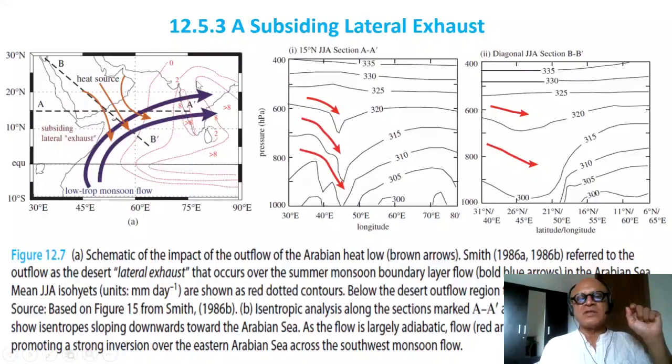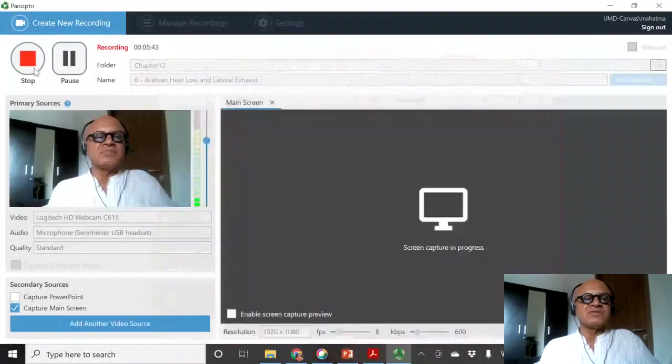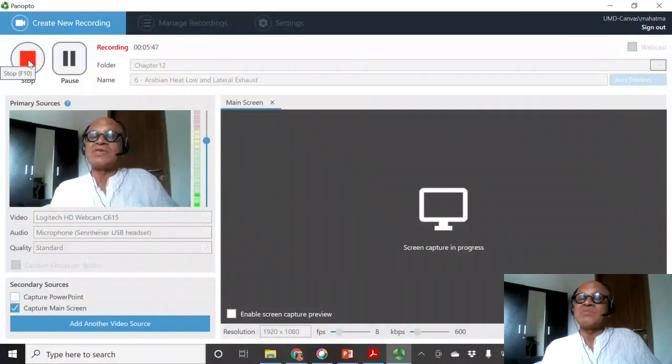And we also looked at the monsoonal heating situation where we talked about how potential vorticity substance is affected by monsoonal heating and the tropical-extratropical interactions. So we will look at those. So this is another interesting aspect of the desert mechanism, the lateral exhaust related to the Arabian heat low.